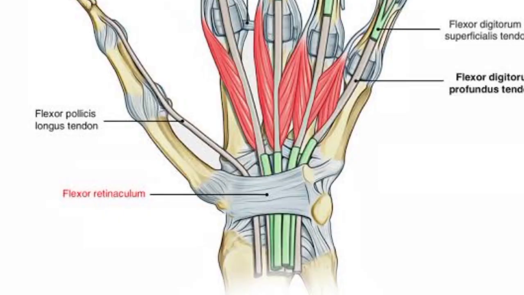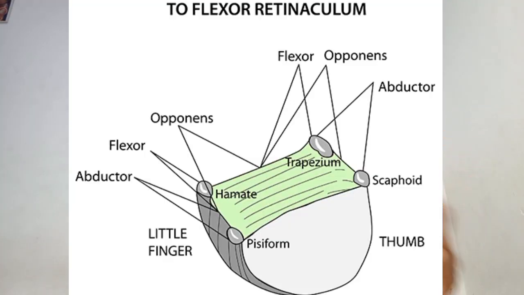Then it will move down, and it will pass deep to the flexor retinaculum. So what is the flexor retinaculum? The flexor retinaculum is simply a fibrous connective tissue band, like you use a band to bind something. So imagine this is your paper. This is a band. So it will be like this. That is a flexor retinaculum. So the nerve will move in under it, deep to the flexor retinaculum.